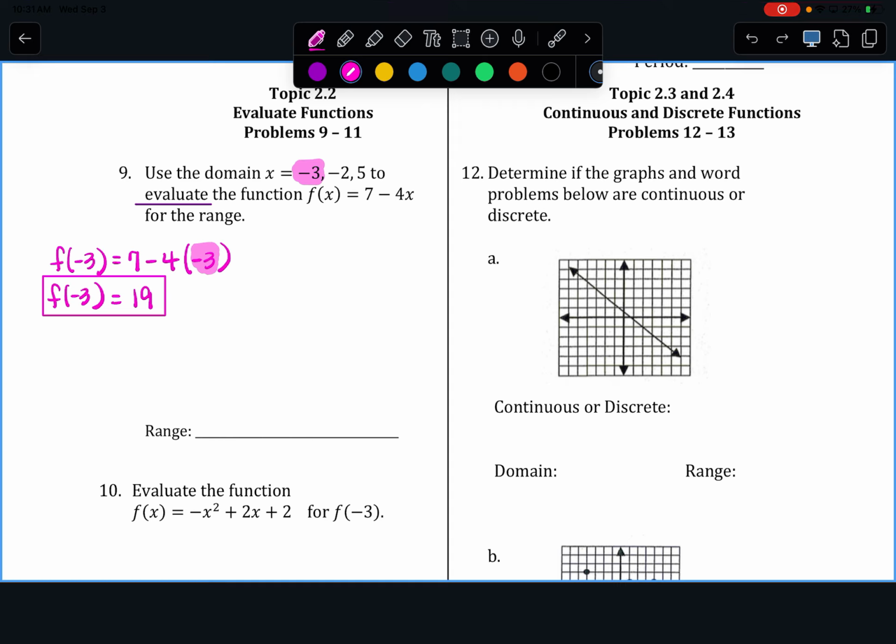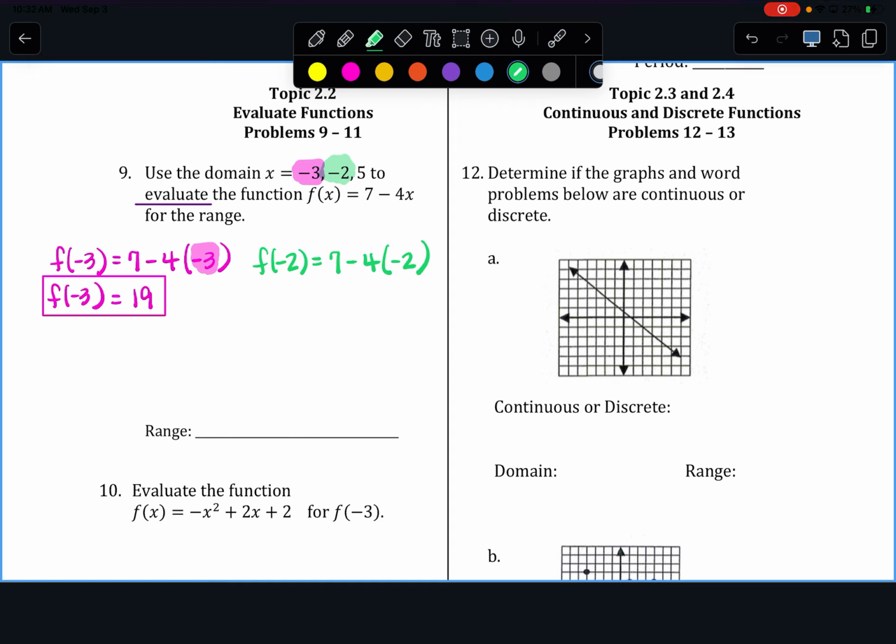All right, now we just need to do that 2 more times. So now I'm going to go to my next x value, which is -2, right? And I'm going to plug in f of -2 equals, and I'm going to rewrite my function and substitute the -2 in: 7 minus 4 times -2.